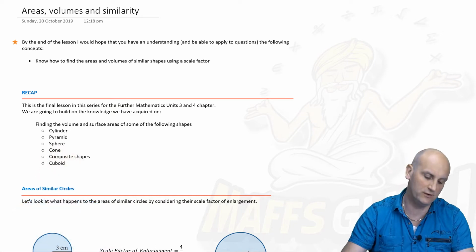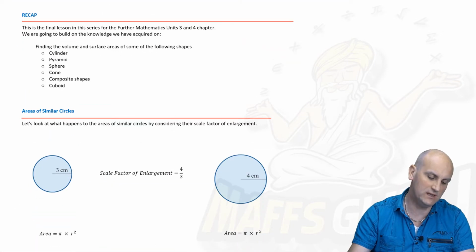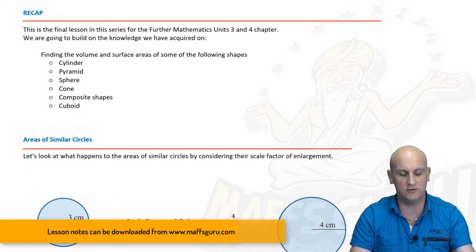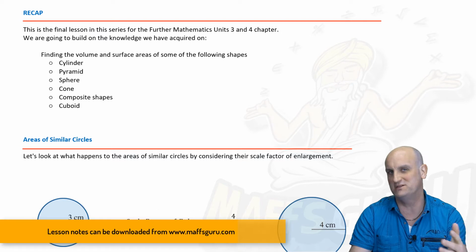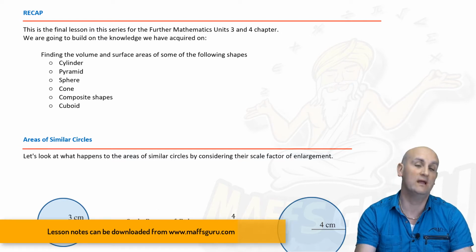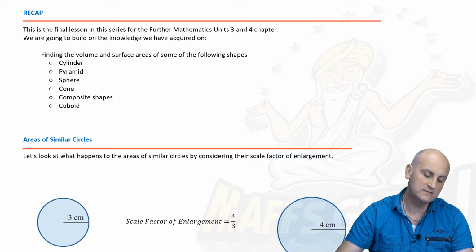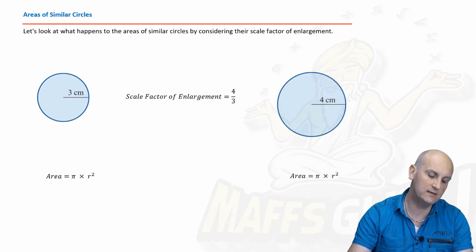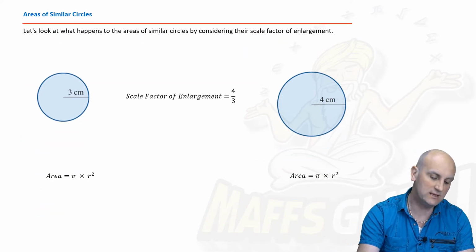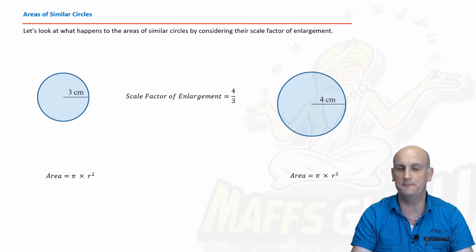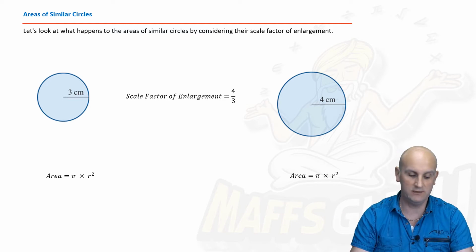Okay, so areas, volumes and similarity. In a previous video, we looked at finding volumes, surface areas and areas of cylinders, pyramids, spheres, cones, composite shapes and cuboids. If you haven't watched those videos, head on over to MaffsGuru.com where you can find them. So let's go back to this idea of similar circles. In this situation, a circle is a circle is a circle. We can make them bigger, we can make them smaller, and the scale factor by which we do so is really, really important.